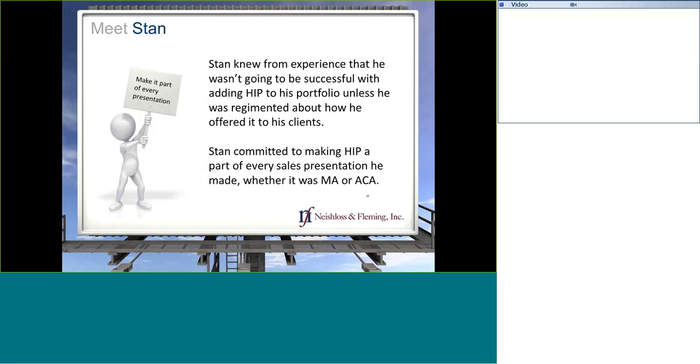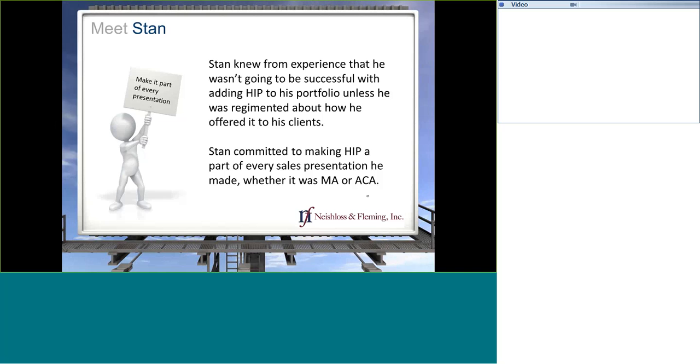His first key thought, make it a part of every presentation. Well, Stan knew in looking at his business and the things that over the course of his 10 years of being in insurance that he was successful with, he realized in looking back that the only things that he had really been successful with, and every once in a while, you can kind of dabble in something, and maybe you decide for a couple months that you're going to add short-term care to what you're talking about, or maybe you get a dental product that you spend a little time on.